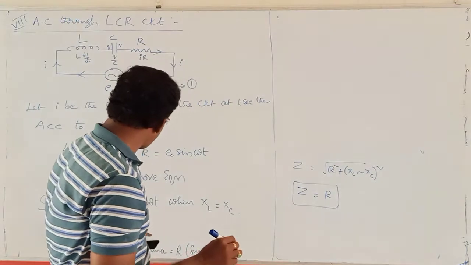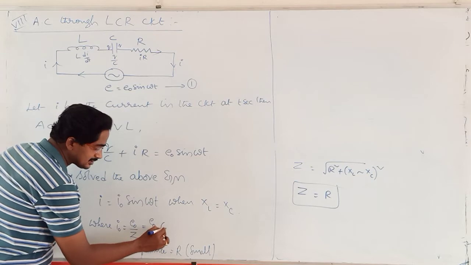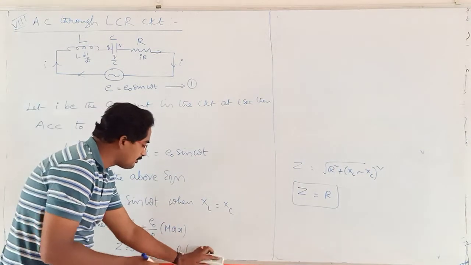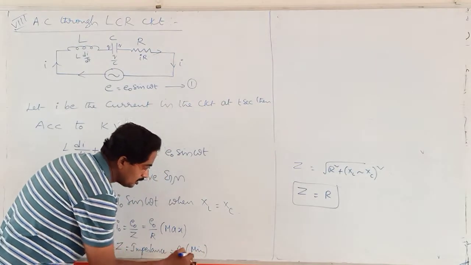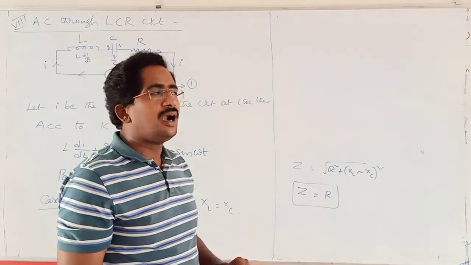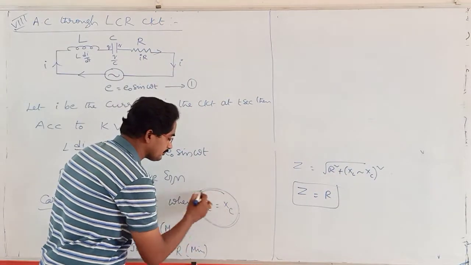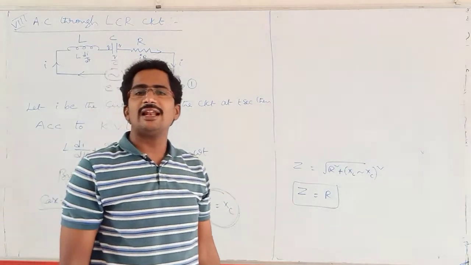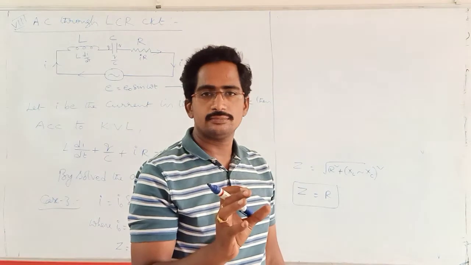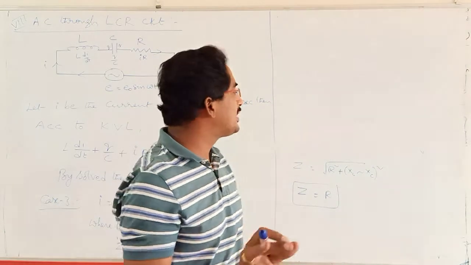Whenever Z is the minimum, what about the I naught value? E naught by R. This is called maximum, and this is called a minimum. So from this, what conclusion can we write down? Under resonance state, that means whenever XL equal to XC, the impedance value is minimum and the current value is maximum.